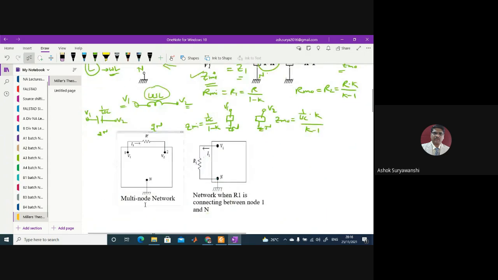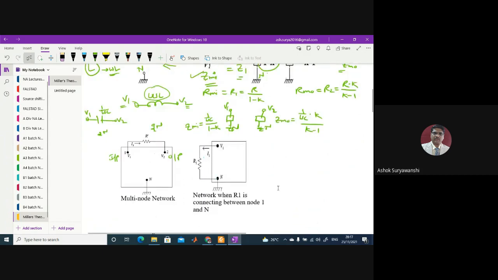So here one example is taken. If there is node V1 on the input side, another node on the output side, and a ground for that particular circuit, it's a multi-node network like an amplifier, and there is a resistance R dash between the V1 and V2 nodes. Then how to simplify this using Miller's theorem? If you apply Miller's theorem, one component you will get between the input node and the ground, that is called R1.